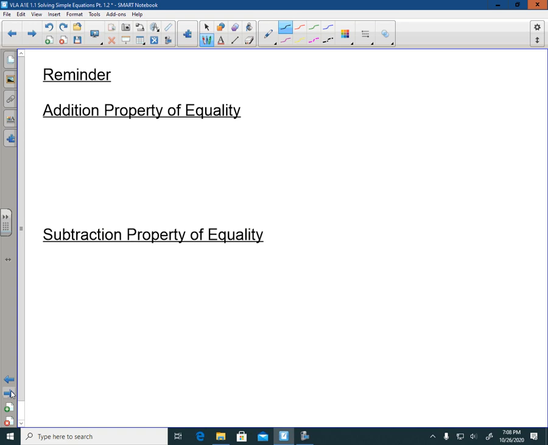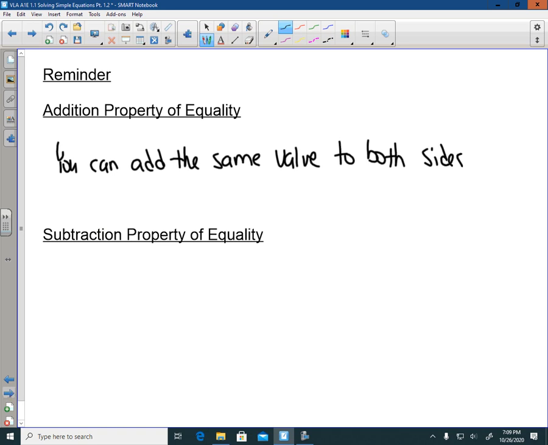A quick reminder, the math rules that are working behind the scenes are called the properties of equality, and we have 2 so far. The addition property of equality tells us you can add the same value to both sides of an equation. This property gives us the permission we need to use that technique when we cancel. You can add the same value to both sides of an equation.